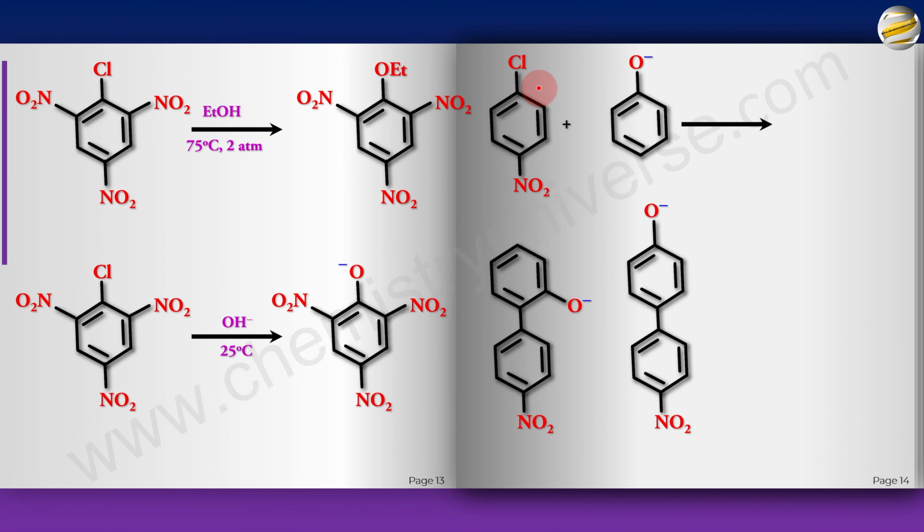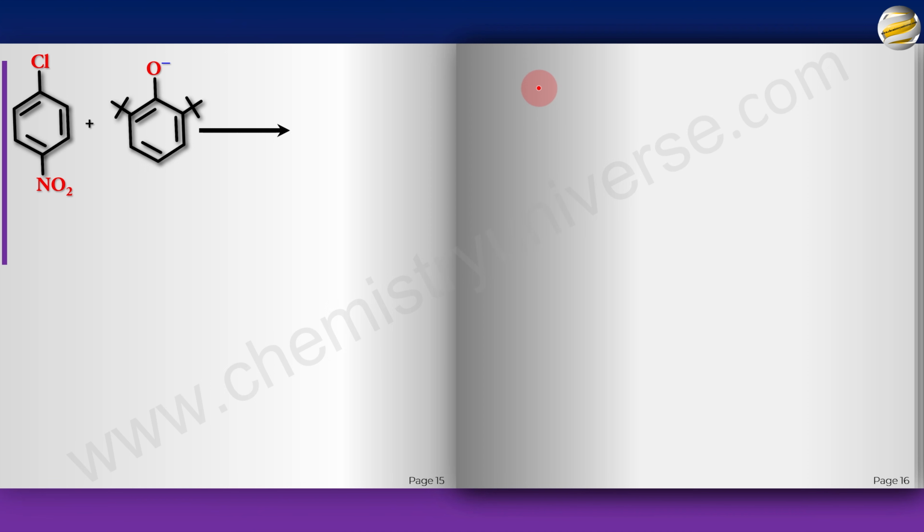And the last example for this video, what about this one? Rather, the second last example. Obviously, you can't do anything with the ortho. Not only is it hindered, it doesn't have an H also. And in the end, you have to remove the H. So the only way it can attack is para.